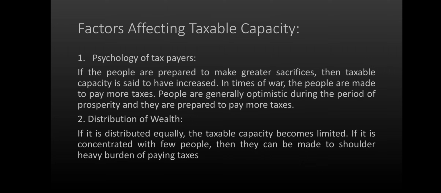The second factor is the distribution of wealth. If the wealth is concentrated in only a few people, they can shoulder the tax, so there will be more taxable capacity. If the wealth is distributed equally, the taxable capacity of the nation will be much lesser. So unequal distribution of wealth will lead to increased taxable capacity.